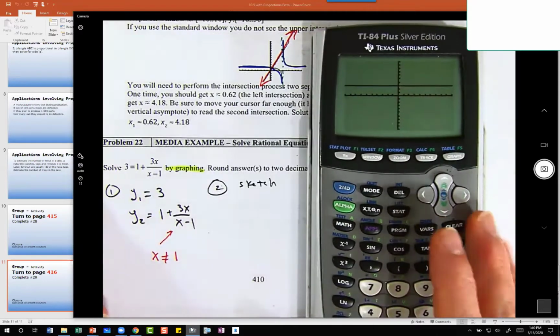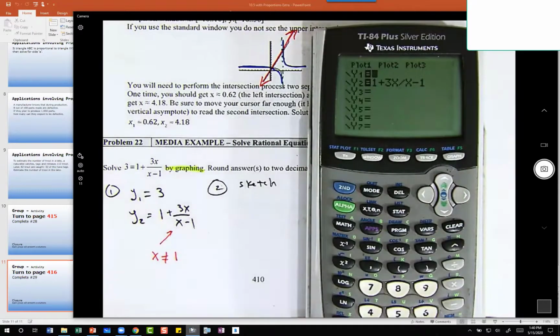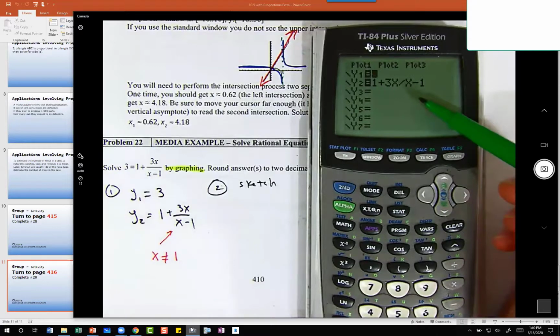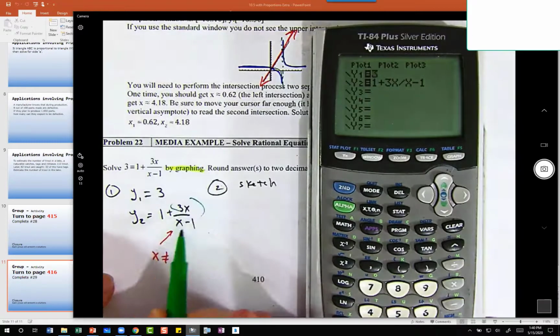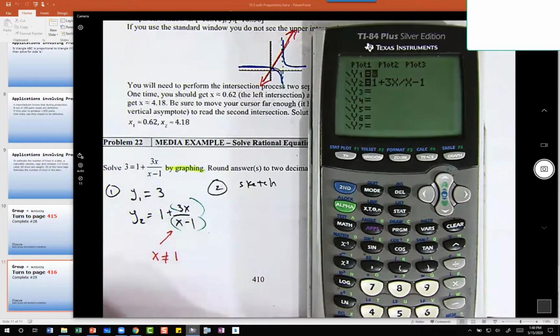Let's go back to the y equals button. What could be wrong with this? There needs to be parentheses for the x minus 1. Exactly. When we have fractions, it's the top that has parentheses. The top is a group and the bottom is a group. It's not the whole thing. It's the top and bottom we have to group.